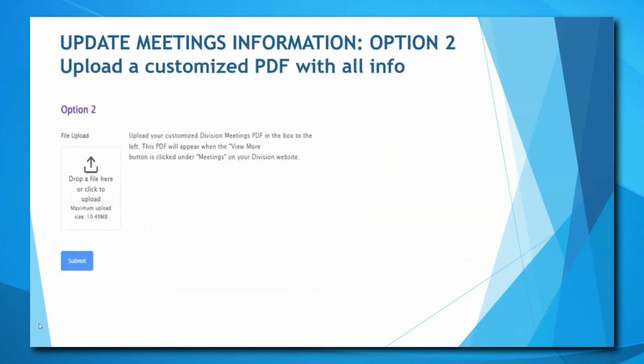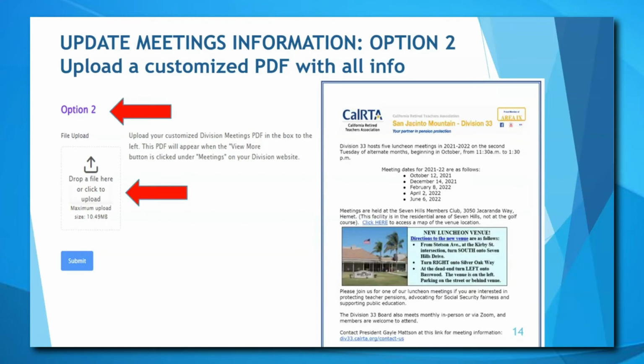If you scroll down on the same form, you'll see option 2, which allows you to upload a new PDF document with as much information as you want to provide. Now to do this, you can simply drag and drop the PDF into the box, or you can click on this box, locate the PDF on your computer, click on the document, then click Open, and it'll be uploaded. When you are finished, click the blue Submit button.